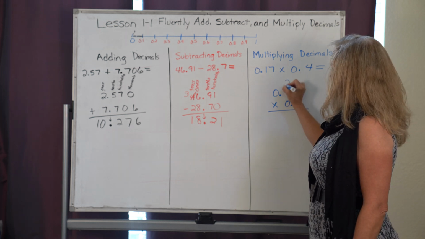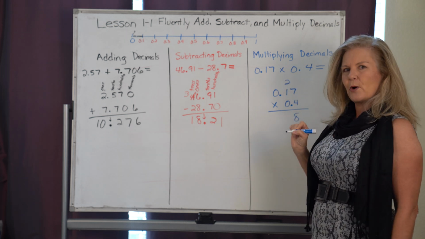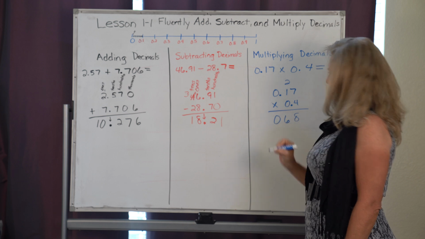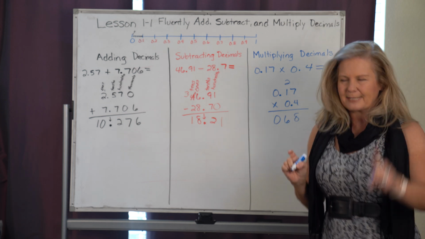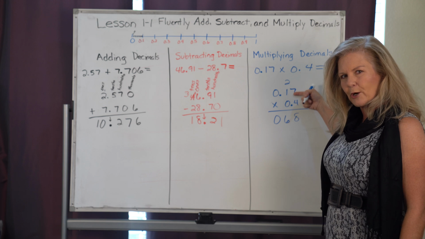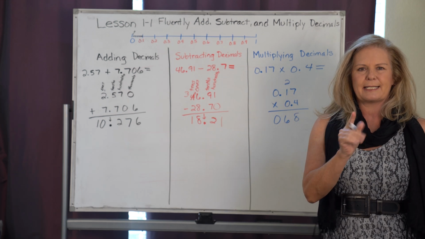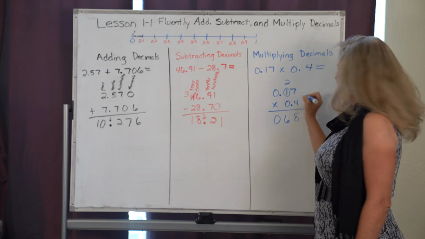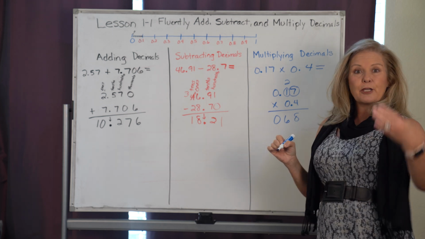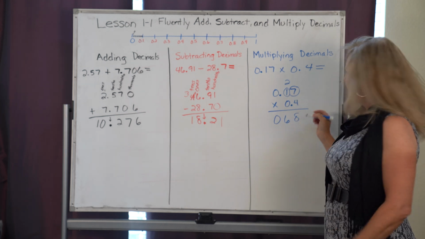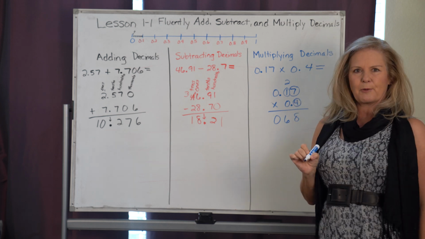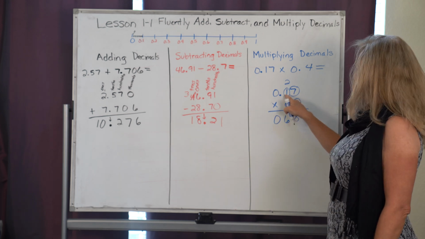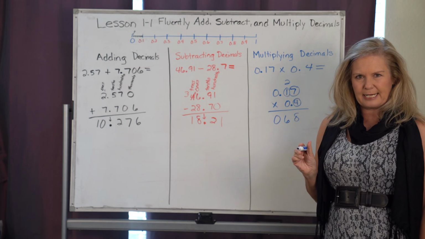4 times 7 is 28. 4 times 1 is 4, plus 2 is 6. 4 times 0 is 0. This is where we're going to put our decimal point in. I'm going to go back into the original problem, and I'm going to count all the digits that are to the right of the decimal point. So here's my decimal point. I have a 1 to the right. I have a 7 to the right. Now I go down into the other number, and I have a 4 to the right of the decimal point. And I circle them so it's really easy for me to see. And you're going to count those circles. I have 1, 2, 3 digits to the right of the decimal point.